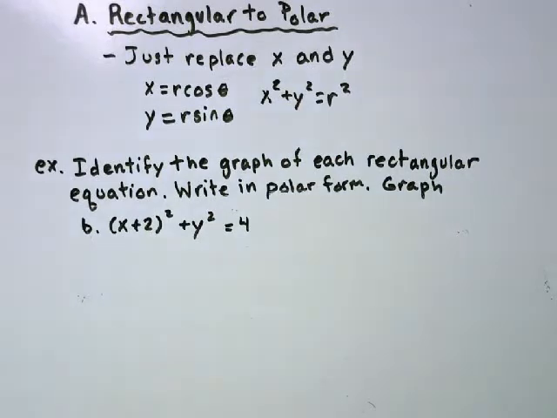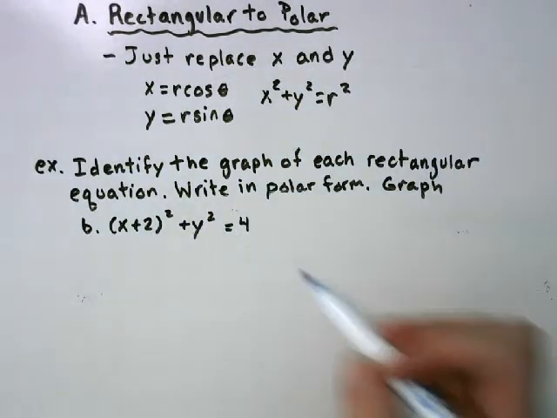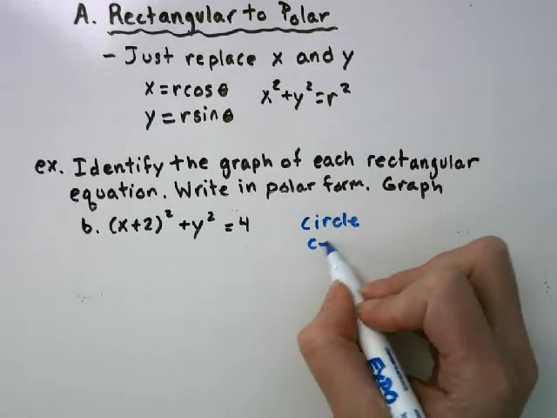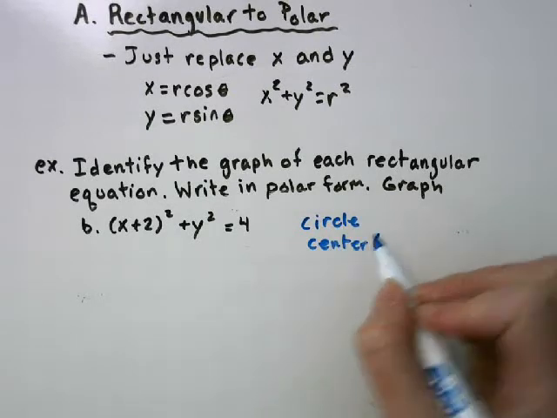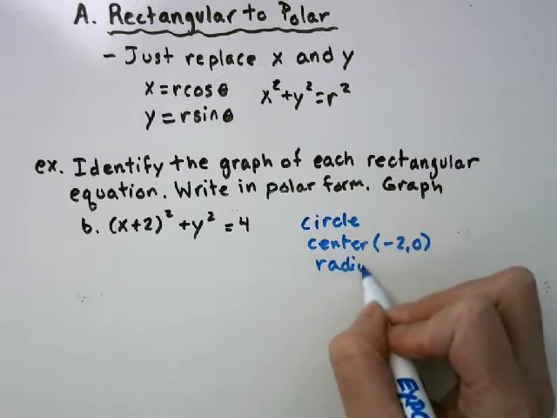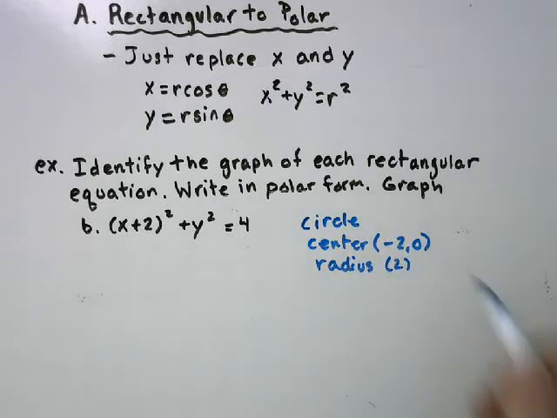All right, so our next one, we're going to have x plus 2 squared plus y squared equals 4. So this is again a circle. The center is going to be at -2, 0, and the radius will be 2.